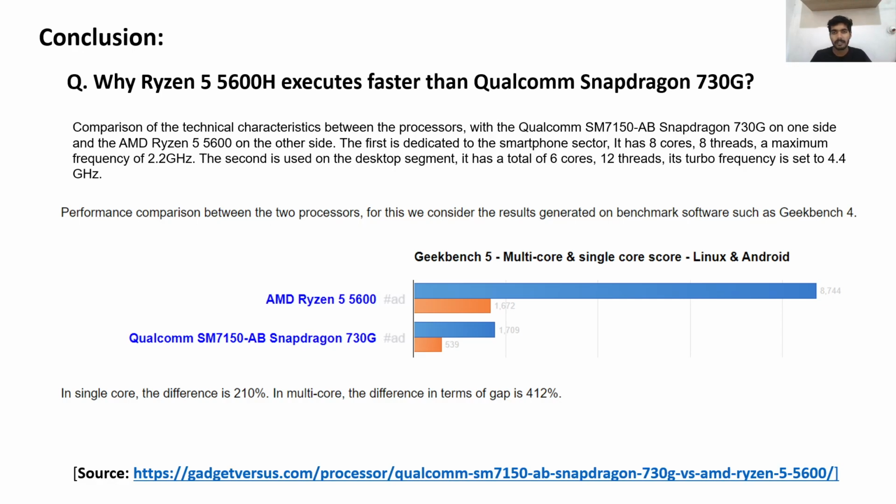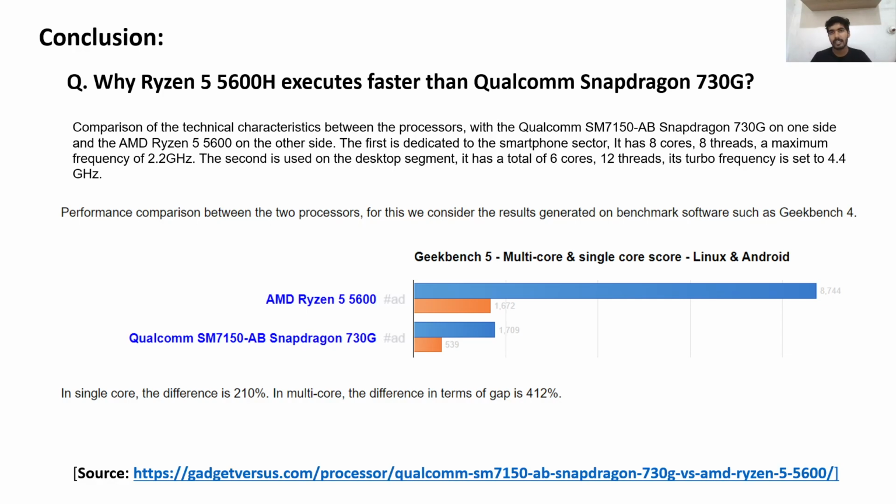One famous one is Geekbench, for the multi-core and single-core performances of these two processors, that is AMD Ryzen 5 and Qualcomm 730G. I have used the data based on the website gadgetversus.com. As we can see, in the single core the difference is 210%, leading by the Ryzen 5. And on the multi-core, the difference is almost double, that is 412%.